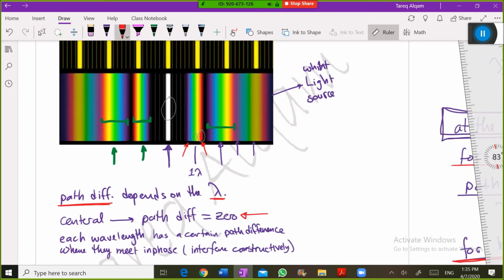If the path difference is 0, I will observe all the colors at this position. If they mix together, I will get the white light.